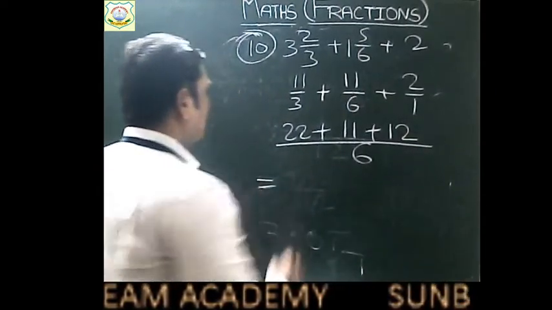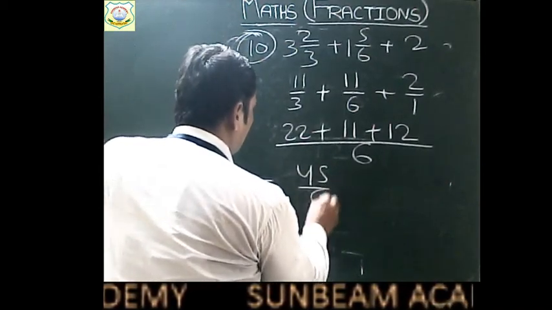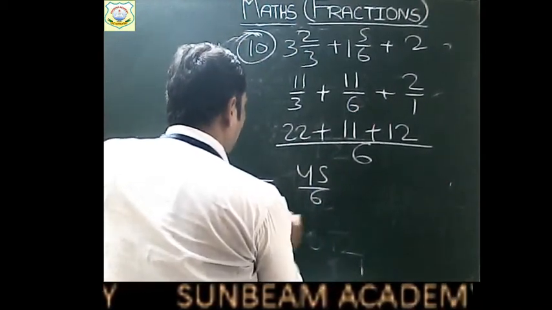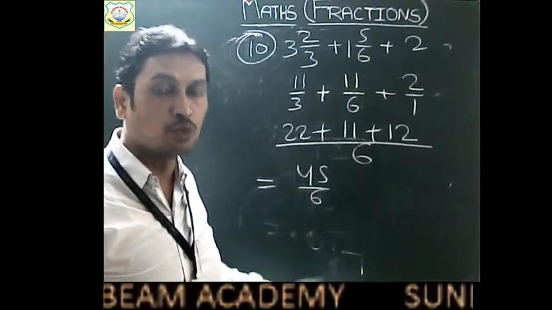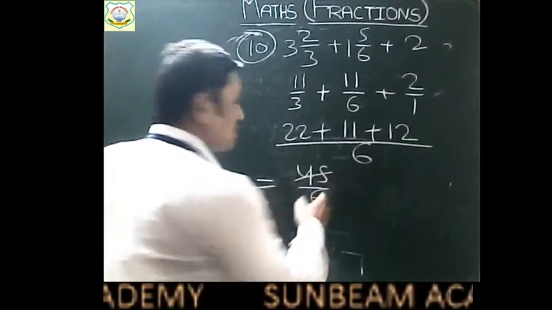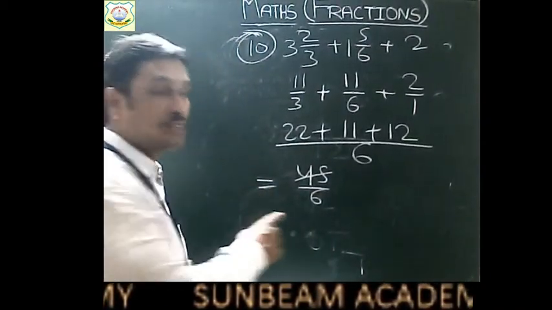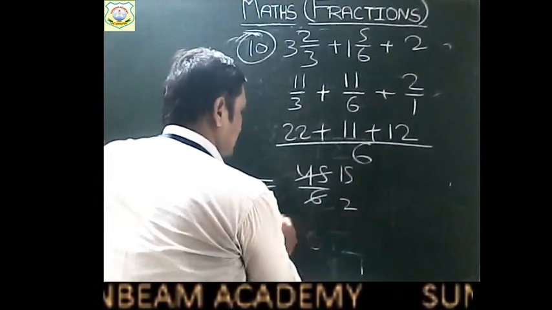So what do we get, children? We get 45 by 6. Both have a common factor, that is 3. Both are divisible by 3 also. So cut them by 3. 15 threes are 45, so if we cut this by 3, we will get 15, and 3 twos are 6.